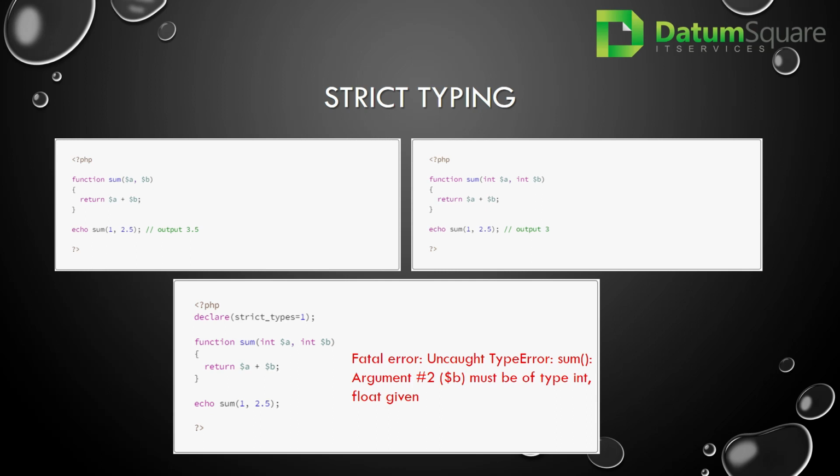We can enable strict mode on a per file basis. To enable strict typing, the declare statement is used with the strict_types declaration. In strict mode, only a value corresponding exactly to the type declaration will be accepted. Otherwise, a type error will be thrown that you can see in picture 3 in red color. Now we understand the basics of type declaration with coercive and strict modes.